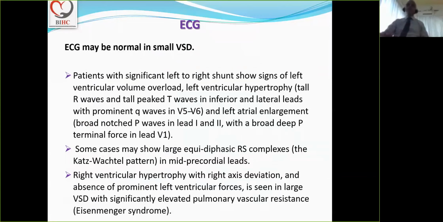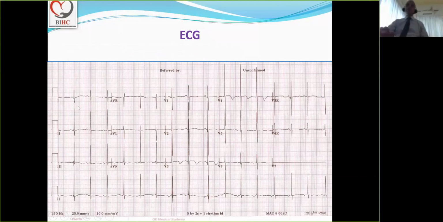Look at this ECG. Here, the axis is normal. If you look at leads 1, 2, 3, everything is positive, so the axis is normal. You don't actually see an LA enlargement here. But if you look at V4, look at the height of the R wave: 1, 2, 3, 4, 5, 6, 7. It's 35 millimeters, and down also, it is almost as much. So 70 millimeters is the combined voltage of R plus S in V4. More than 45 is the Katz-Wachtel phenomenon. So this is illustrating biventricular hypertrophy in an infant with a large VSD.